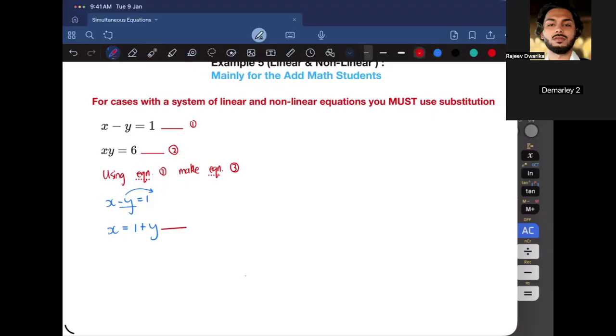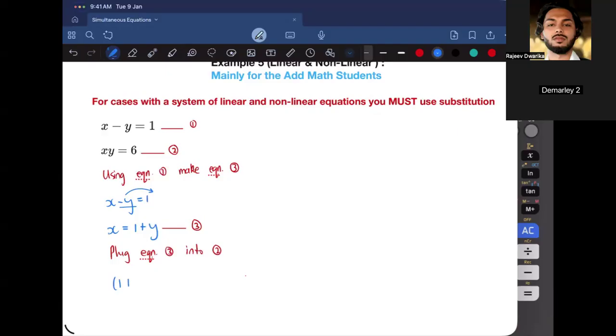And so anywhere I see x in equation 2, I'm going to plug that in. So plug equation 3 into 2. And so what am I going to write? Don't forget the brackets. So tell me. So we're gonna write 1 bracket.